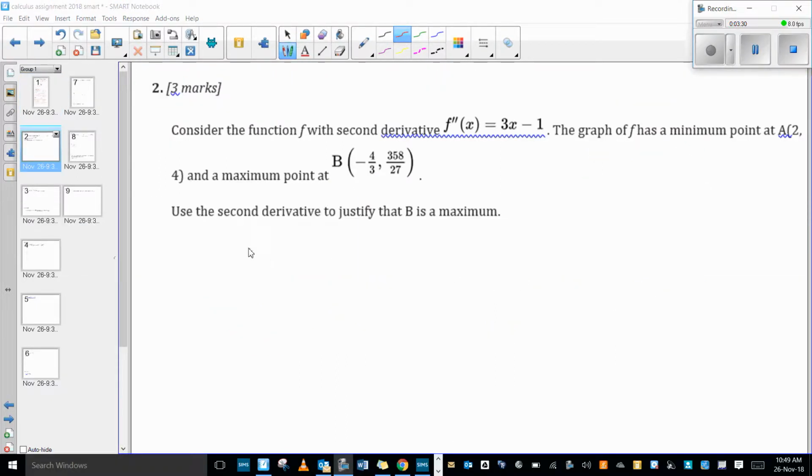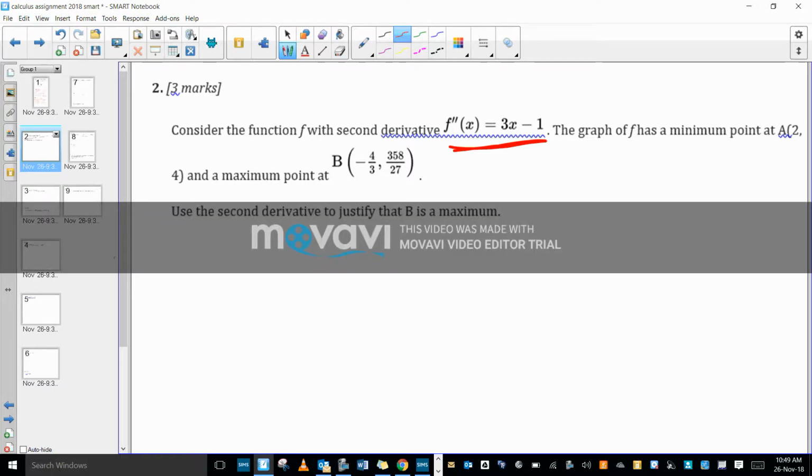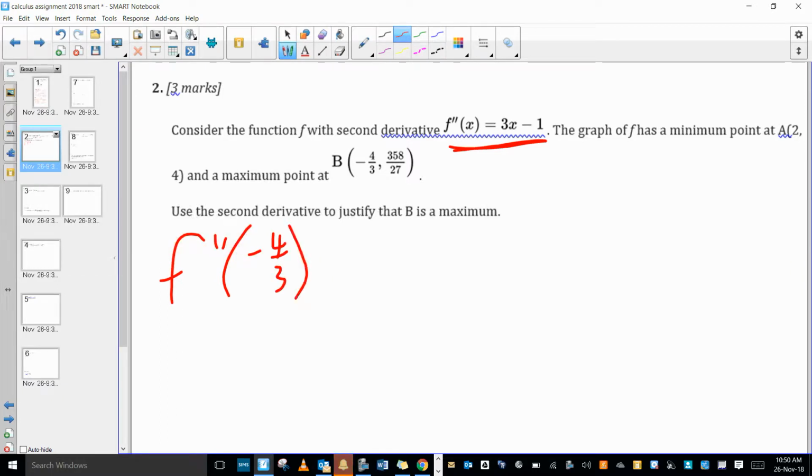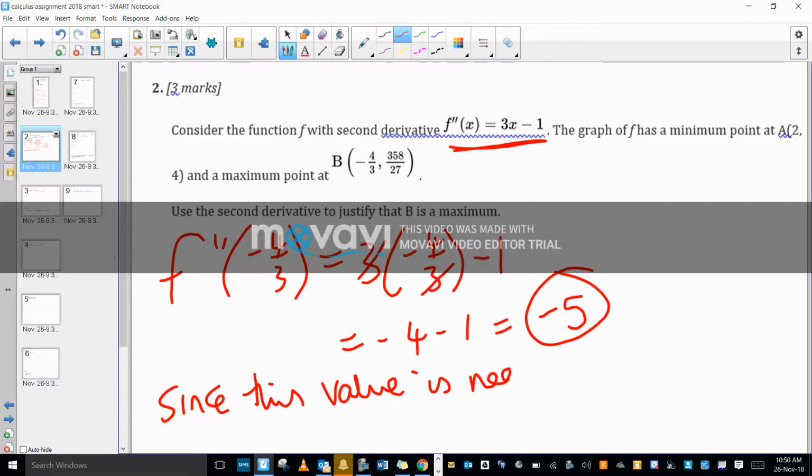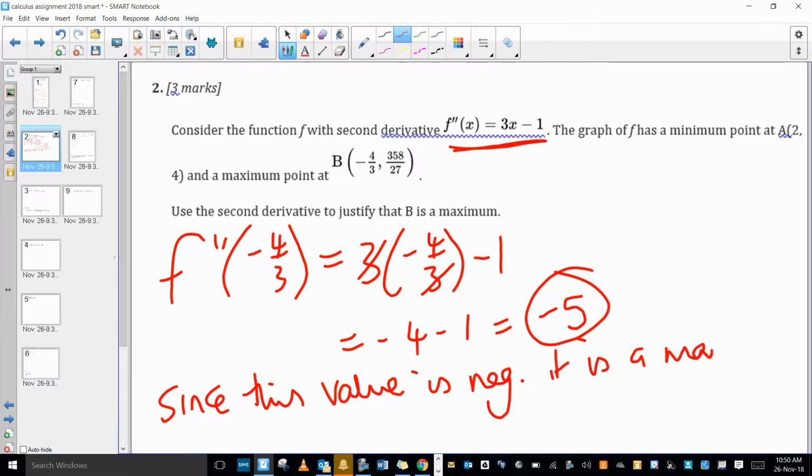Okay, so use the second derivative to justify that being the maximum. So we know this is the expression for the second derivative. We know that for it to be a maximum point, the second derivative has to be less than 0. So what we do is we substitute in negative 4/3 into the expression. So these cancel, so you've got negative 4 take away 1, which is negative 5. And then you make the statement, since this value is negative, it is a maximum point, or something of that nature.